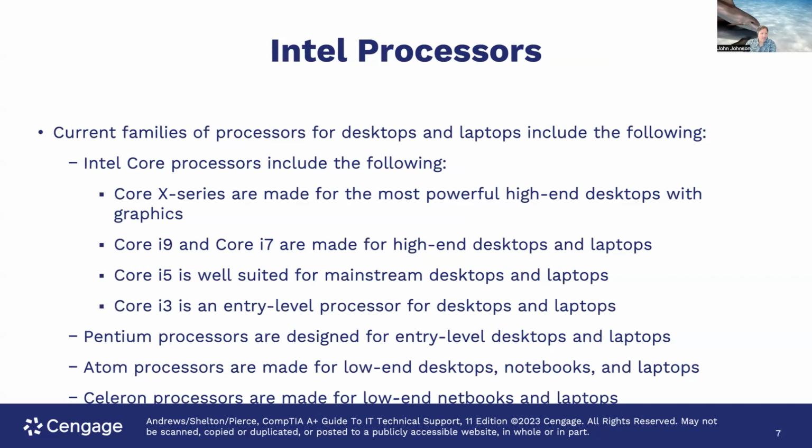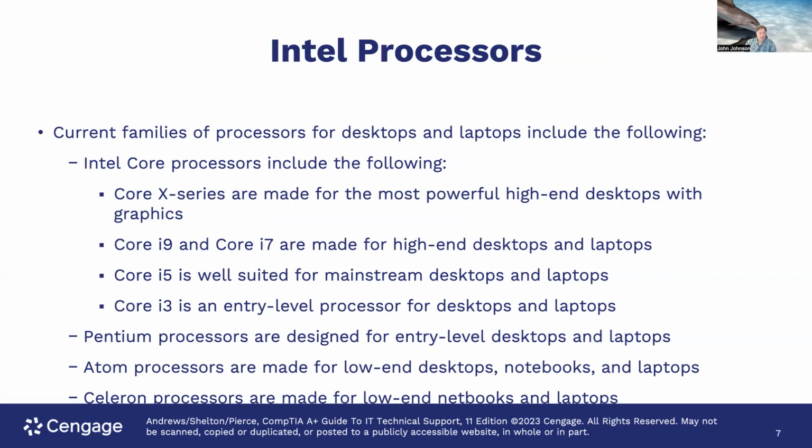If we look at the Intel processors, the current family processors for desktops and laptops include the following: Intel Core processors, which include the Core X series. Those are made for the high-end desktops with graphics. They've got the i9 and the Core i7 that are made for high-end desktops and laptops. I've got an i9 in my system. I also own the i7 and i5 and others as well.